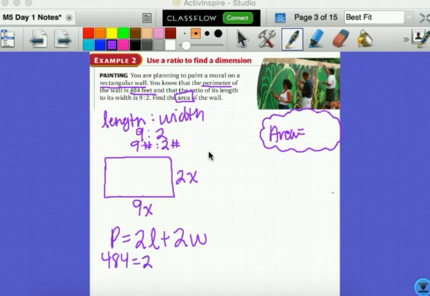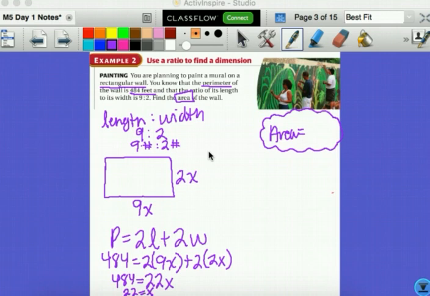I know the length was first, so that's 9x, and the width was 2x. And so what I'm going to do is solve for x. What that's going to tell me is by how much those ratios were simplified. So I've got 2 times 9x plus 2 times 2x. In total, that gives me 22x. And then if I divide by that 22 on both sides, I end up finding out that x is 22.